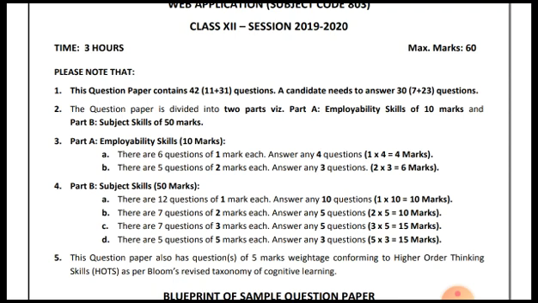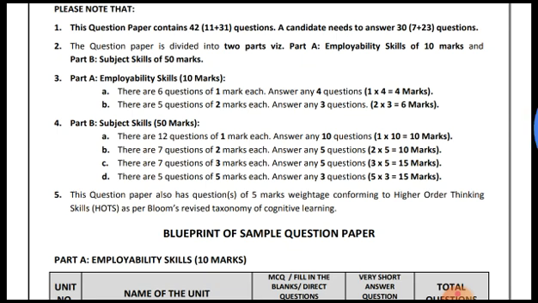Okay, now coming on to part B, which is subject skills. There are 12 objective questions in your subject skills also, which are of 10 marks. You have to attempt any 10 questions from these 12 questions. Now there are 7 questions of 2 marks also. These are of 10 marks, so you have to attempt 5 questions of 2 marks each. Then 7 questions are there of 3 marks each.